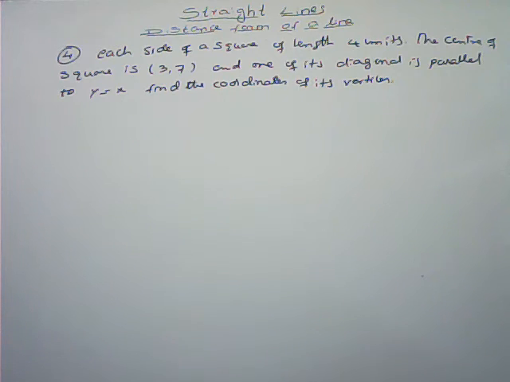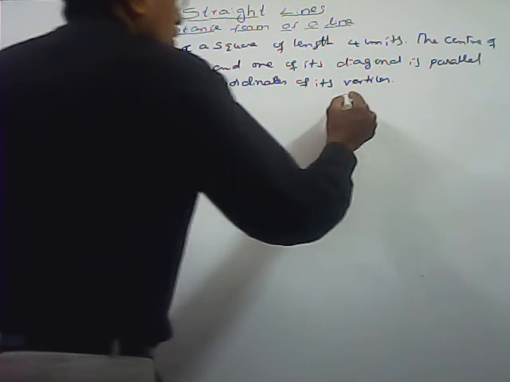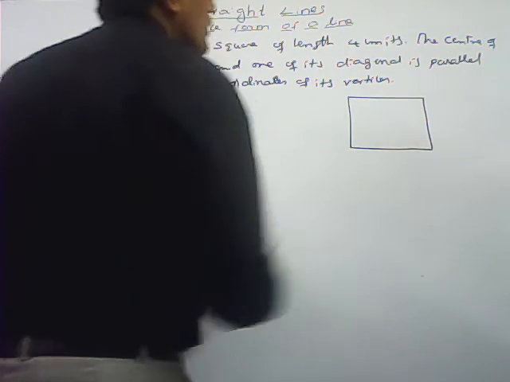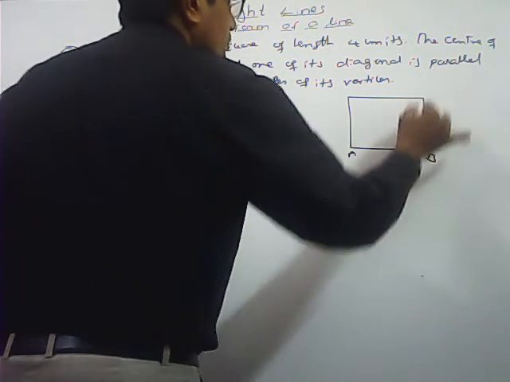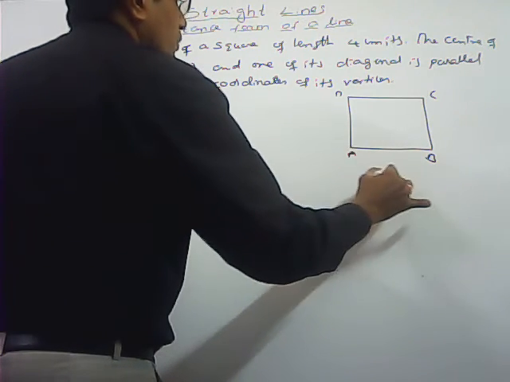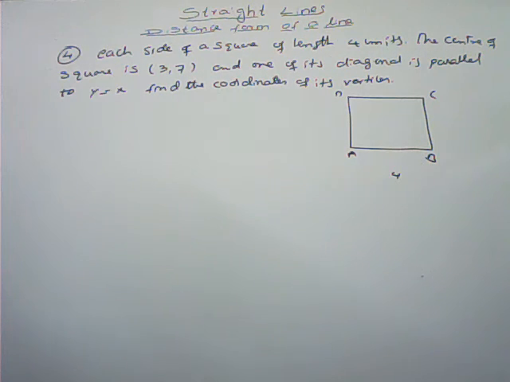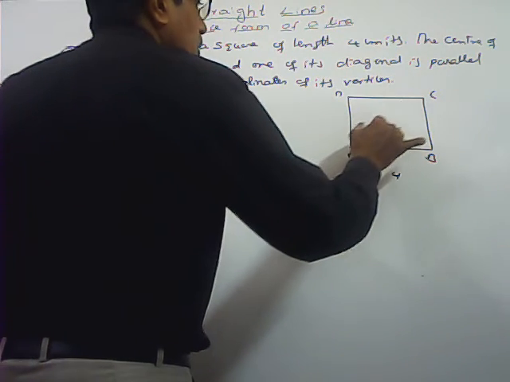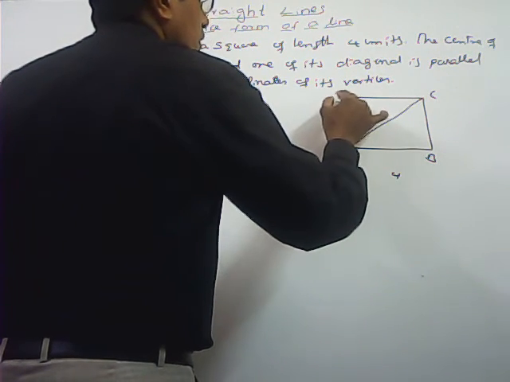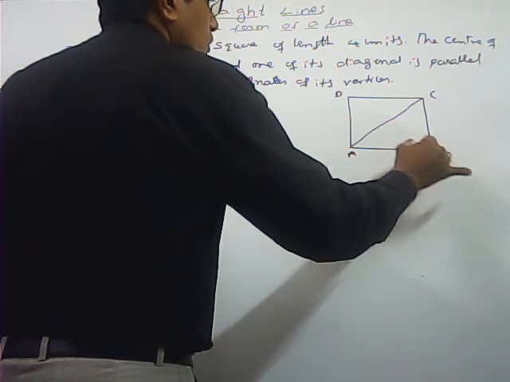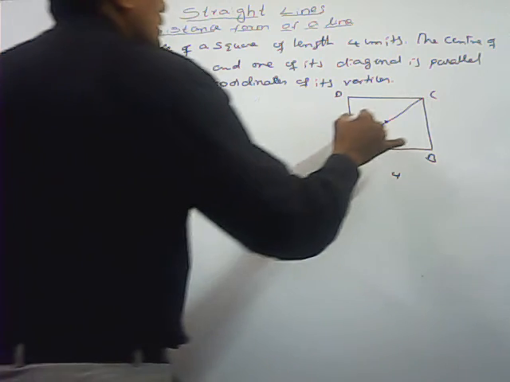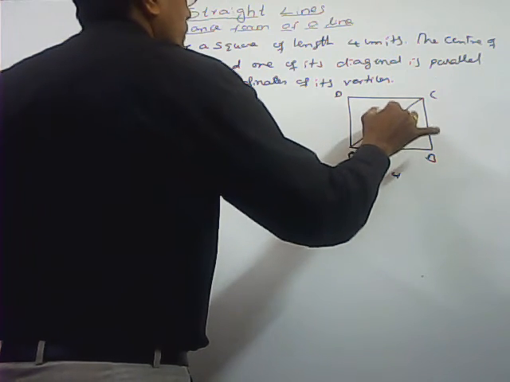Next one. Each side of a square is of length 4 units. In a square, all the sides are equal. I am taking A, B, C, D. The length of each side is 4 units only. The center of the square is (3, 7). The center is the point of intersection of the diagonals. If I draw this one also, this is the point of intersection, this is the center only. What is given for the center? (3, 7). This one I am taking as P(3, 7).